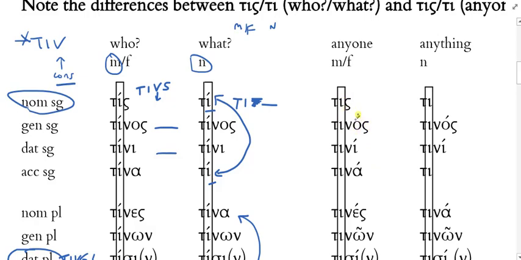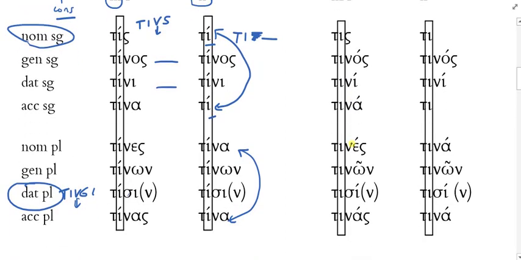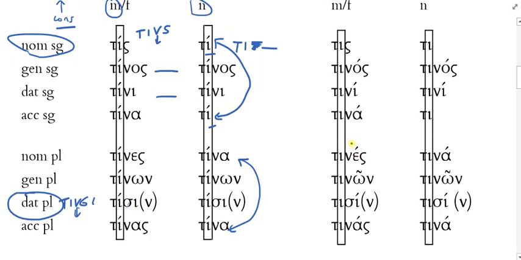Okay? Now, on this indefinite side, anyone or anything, all the forms are the same except that the accent is not on the iota, but on the case ending, if the case ending has an extra syllable. All right? So tis, and then not tinos, but tinos. Tini, tina.